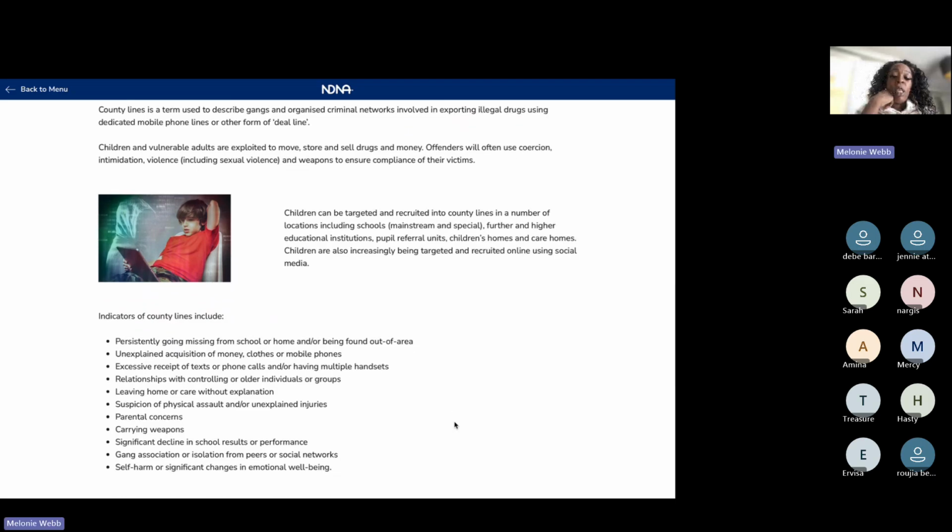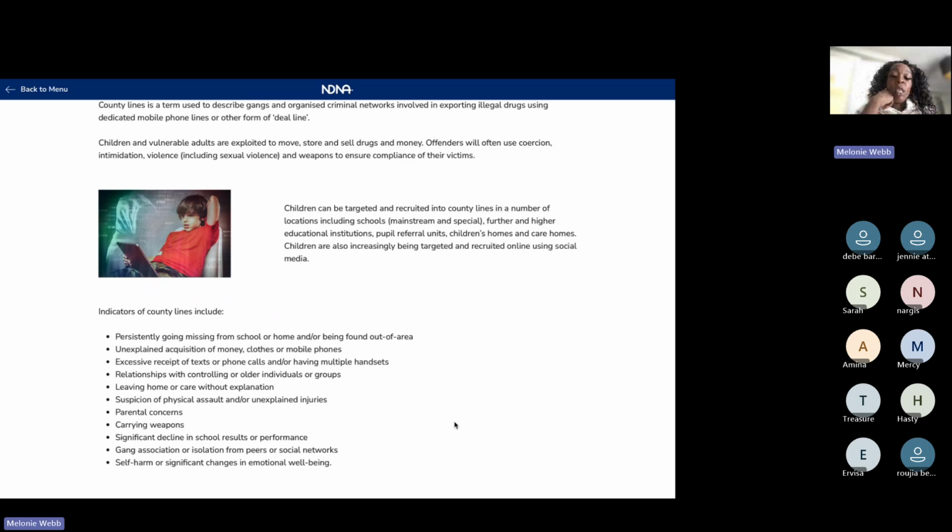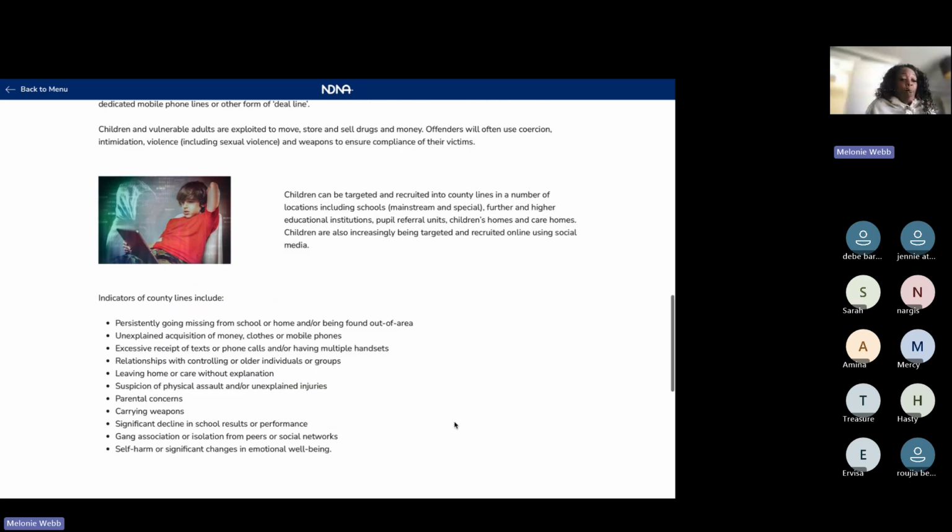Indicators of county lines include persistently going missing from school or home or being found out of the area, unexplained acquisitions of money, clothes or mobile phones, excessive receipts of texts and phone calls and having multiple handsets, relationships with controlling or older individuals or groups, leaving home or care without explanation, suspicion of physical assault and unexplained injuries, parental concerns, carrying weapons, significant decline in school results or performance, as well as gang association or isolation from peers and social networks, and self-harm or significant changes in emotional well-being.